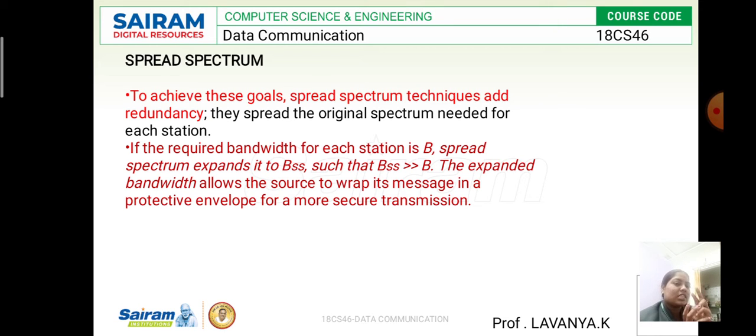We consider that bandwidth as B, and the spread spectrum expands it to BSS, which means bandwidth of the spread spectrum, where BSS is much greater than B. Whenever we expand the bandwidth, it allows the source to bind the message in a protective manner, so that our data or transaction will be more and more secure. This is how the spread spectrum works.